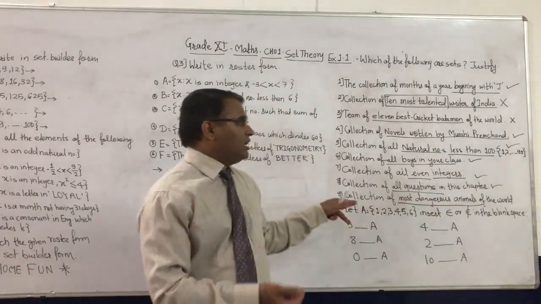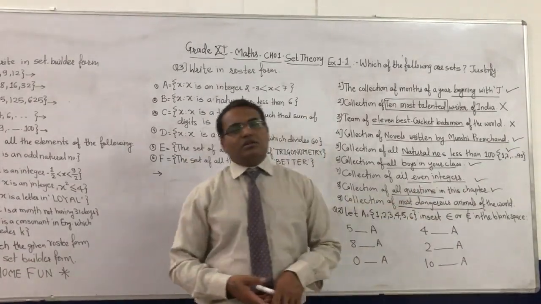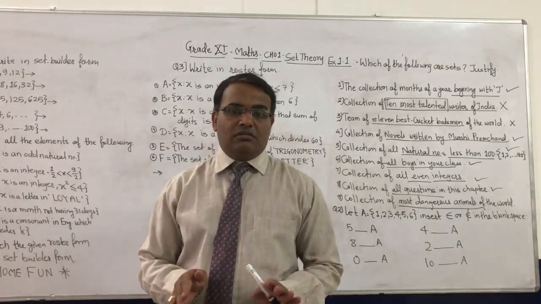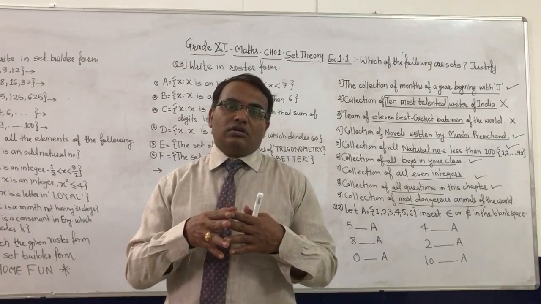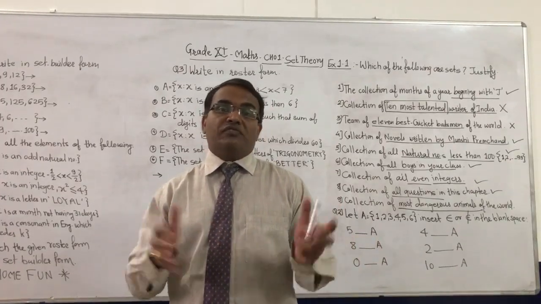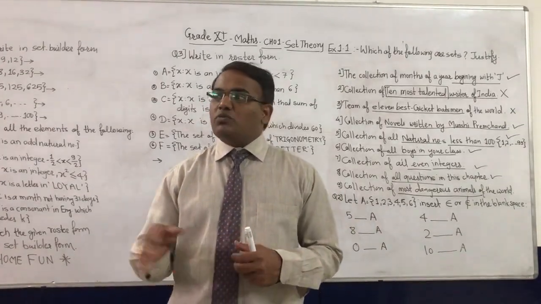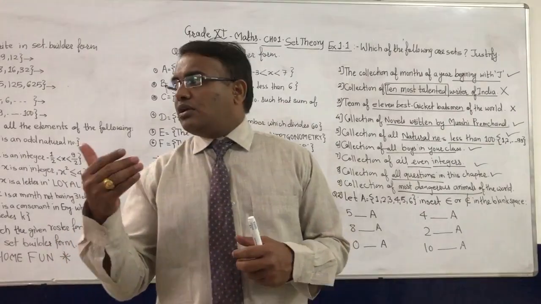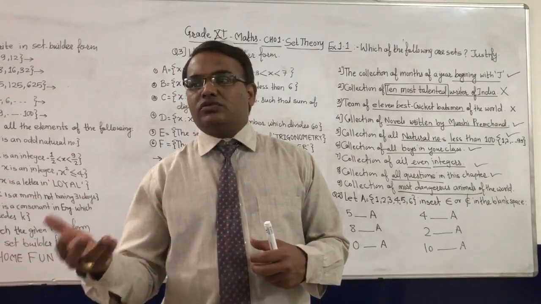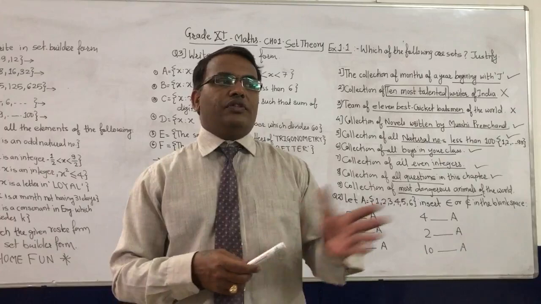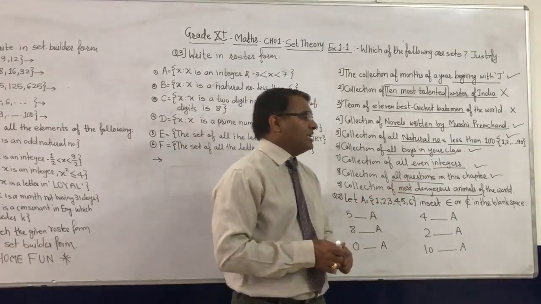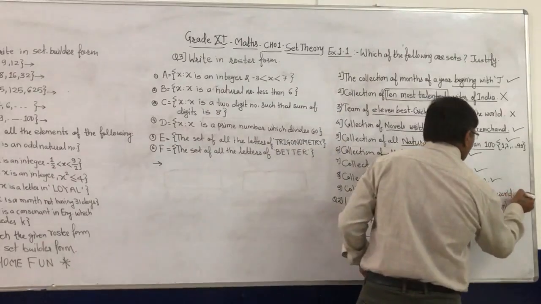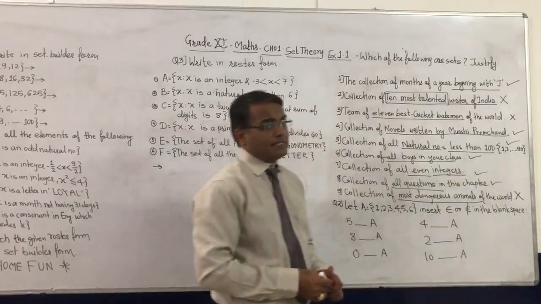So the term most dangerous here is not well defined, because somebody loves snakes, and somebody doesn't, those who are afraid of snakes. Some children are afraid of dogs. Some like the dog as a pet animal. So the term most dangerous animal is not well defined, so it is not a set.